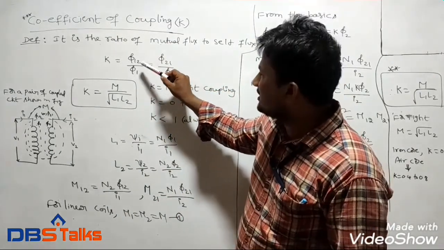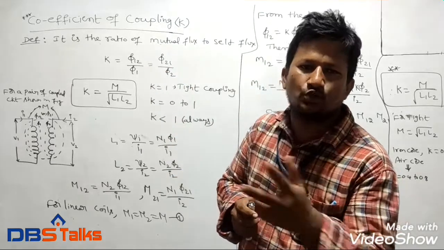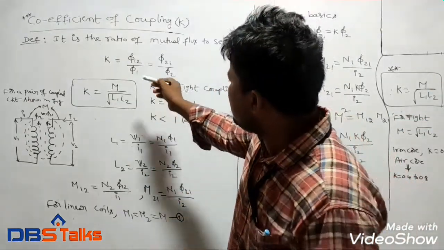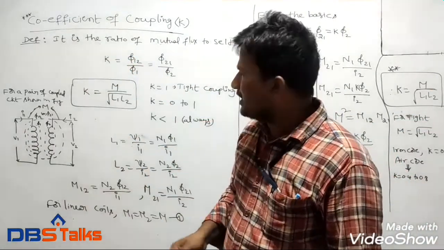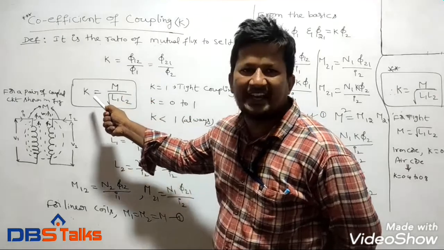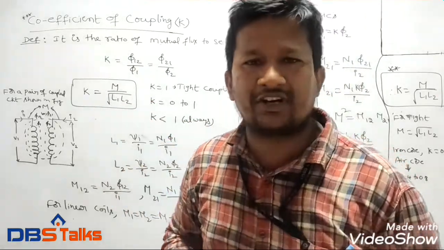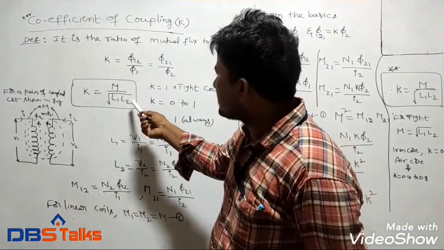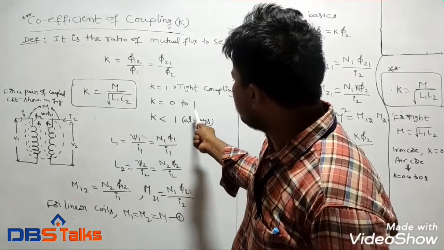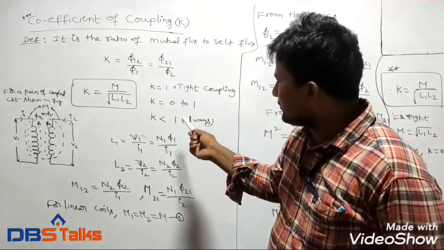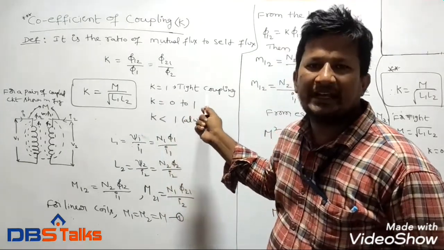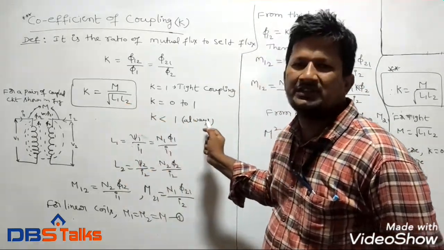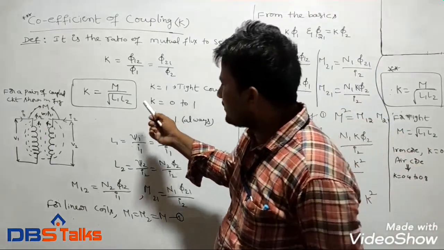That tells how much flux will be interlinking with the two coils and how much flux was initiated at the starting. That is the coefficient of coupling. The formula is coefficient of coupling K equal to M by root L1 L2. Now this formula must be derived. The value of the coefficient of coupling is between 0 and 1. If the value is 1, it is tight coupling. The value is always less than or equal to 1. Now let us go for the derivation.